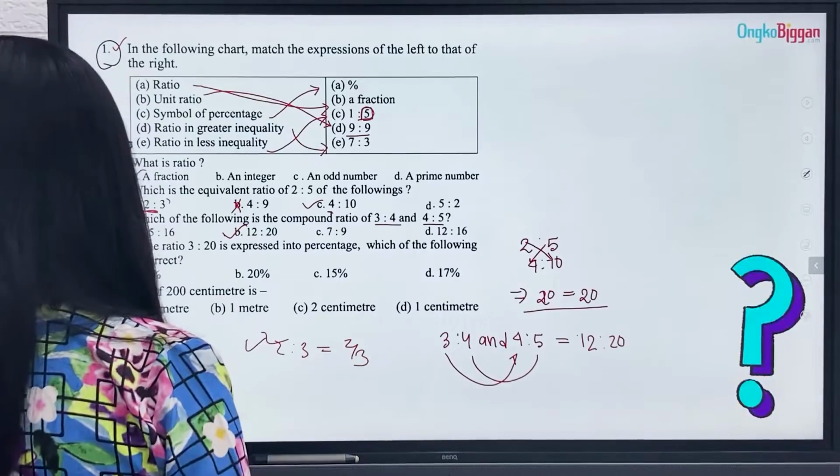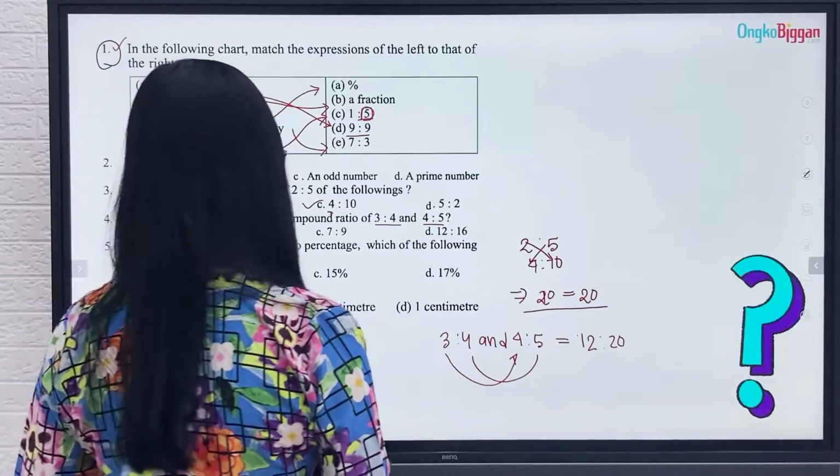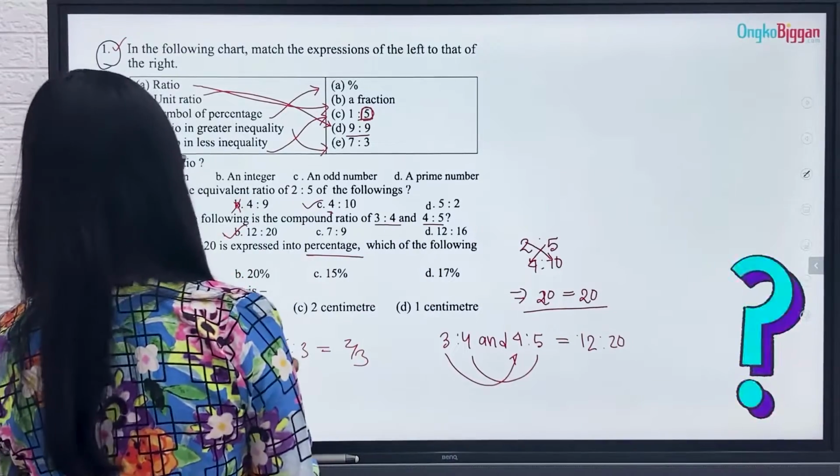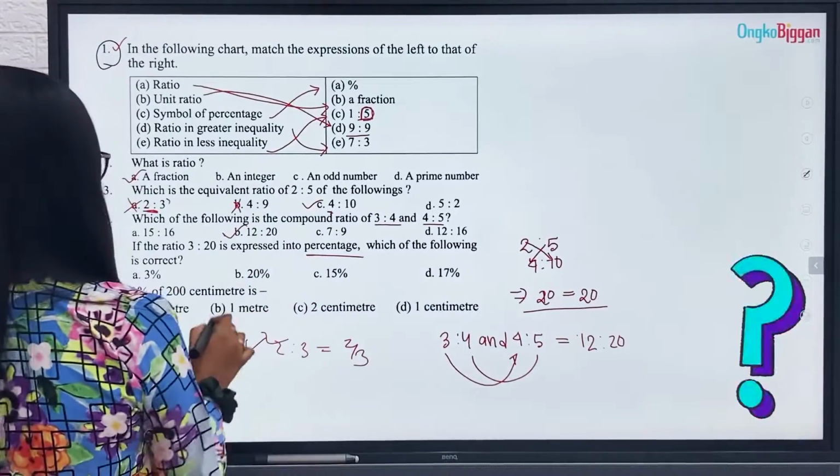If the ratio 3:20 is expressed as a percentage, which one of the following is correct? So we have to express it in percentage.